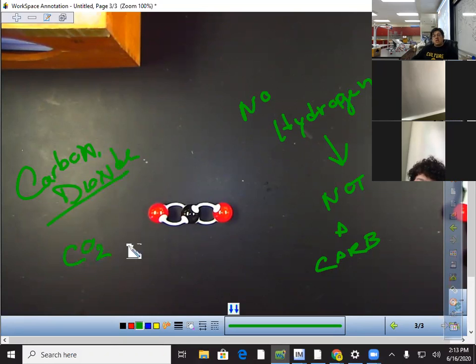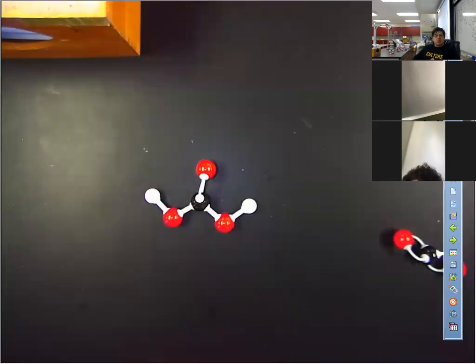Very good. CO2. Now, Miguel, is this carbon dioxide molecule an amino acid? No. Why not? I don't know. Oh, Sebastian, is carbon dioxide an amino acid? No, because it doesn't have its amino group, its carboxyl group, or an R group. Very good. It doesn't have any of those things that we look for. Okay, now, how about this molecule here? Mateo, carbohydrate, yes or no?